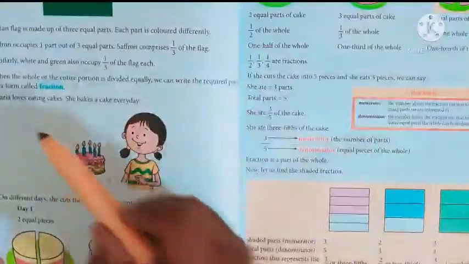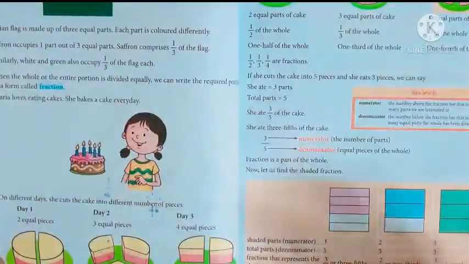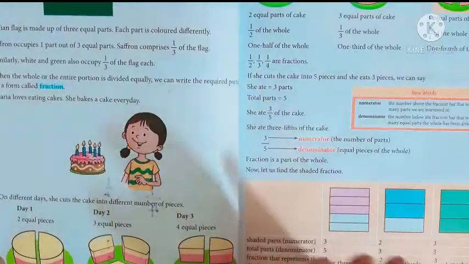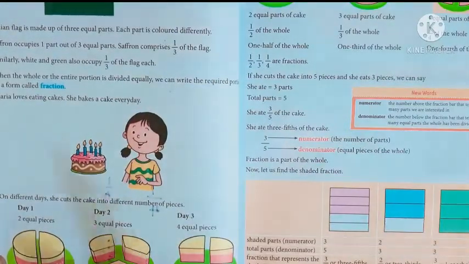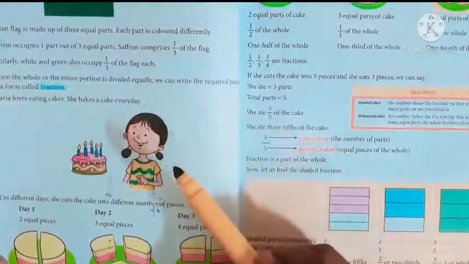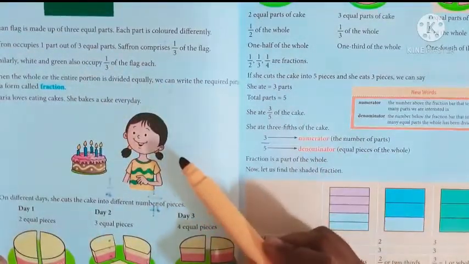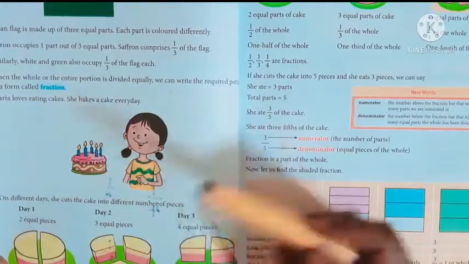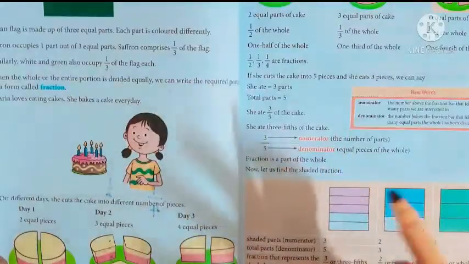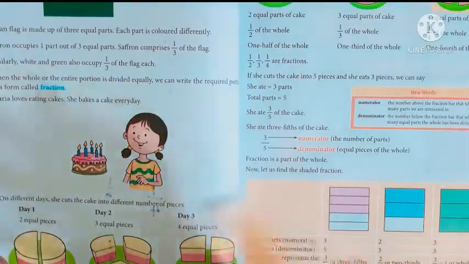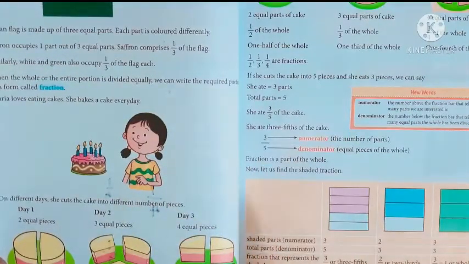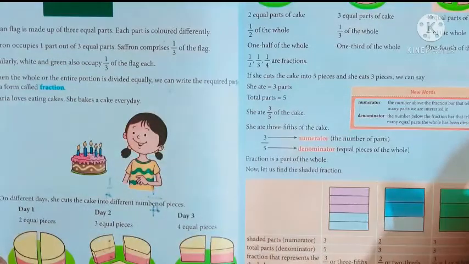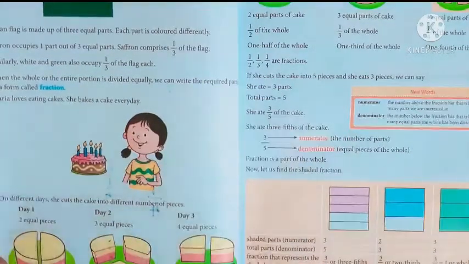Yes. Now listen, here Maria loves eating cakes. Can we say hi to Maria? Hi, hi. So she bakes a cake every day, isn't it? Yes. So Maria is happy or sad? She's happy, isn't it? So if you do some new creative things, if you bake a new thing, or if you cook without fire some salads, you'll be very happy to give it to your parents, isn't it? Yeah. Likewise, Maria also is so happy.